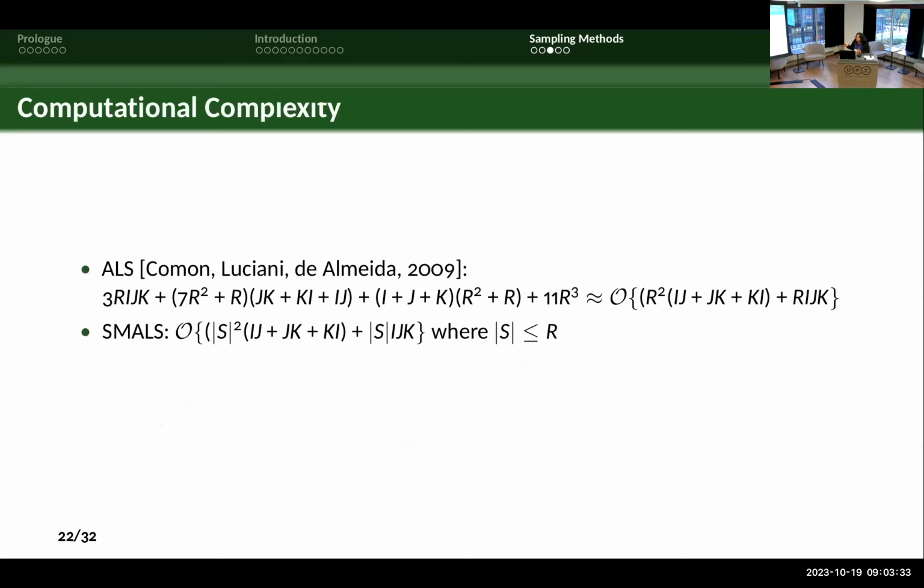So what's the advantage of this one? This is the computational complexity. I think this is just for one loop of the ALS. So your sampling size will be much smaller than the rank of the tensor. Then there's a significant decrease in the computational cost.